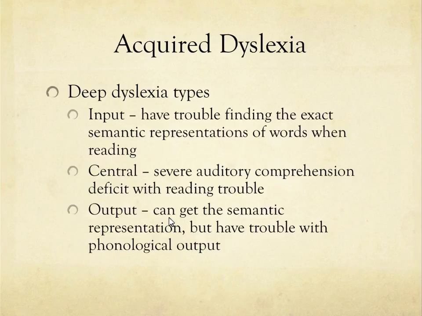So a couple types of deep dyslexia. So there's the input type. We have trouble finding the meaning of a word when reading. Central type of dyslexia is when we have auditory problems when we're reading. So when we're reading words that sound the same, you'll get confused on which meaning it should be. And then the output problem is that we can get what the semantics is, but we can't pronounce it. So we have trouble with making the sounds.